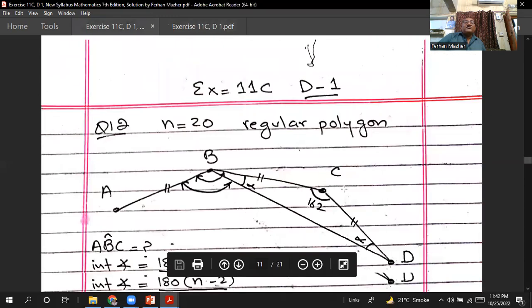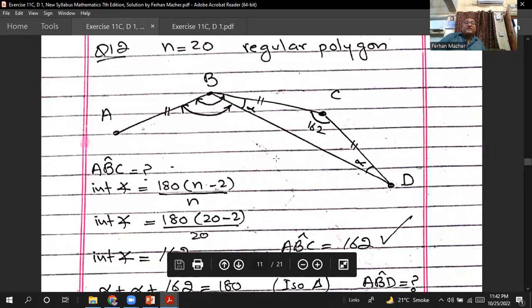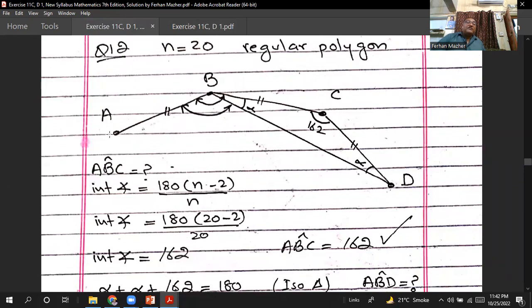So we are going to the next question, question number 12, coming up on your screen. Let's suppose that AB, BC, CD are the sides of that 20-sided polygon. First of all, I will find the angle ABC, that's the internal angle. Because it's a regular polygon, the internal angle will be 180 times (n minus 2) divided by n. So the internal angle will be 180 times (20 minus 2) divided by 20, which is 162 degrees. So this angle ABC is 162.